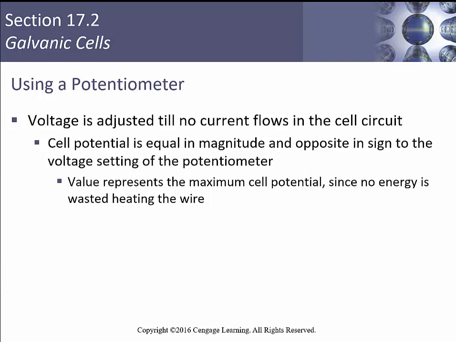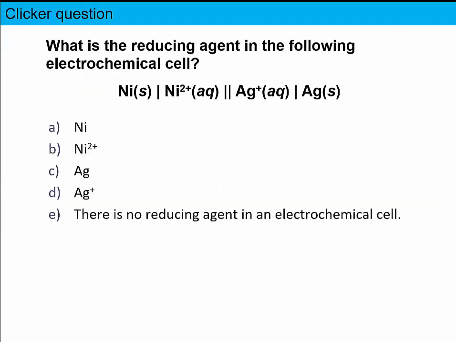The voltage in a potentiometer is going to be adjusted until no current flows, and then the cell potential is equal in magnitude and opposite in sign to the voltage setting of the potentiometer. So the value represents the maximum cell potential since no energy is wasted in heating the wire. So your potentiometer is going to be a little bit more accurate. It's a little harder to implement, and they're a little bit more sensitive. People are just going to use voltmeters. You can go pick one up at like Walmart for $5, and it will do the job just fine for most things. So let's do another quick clicker question.